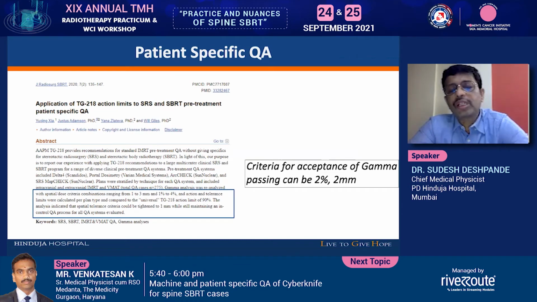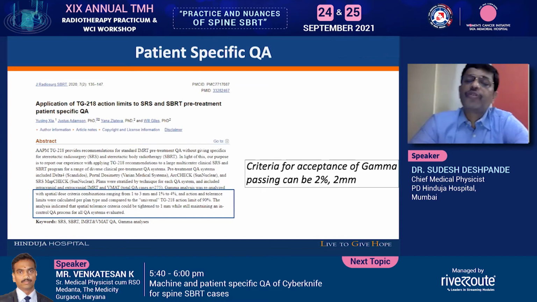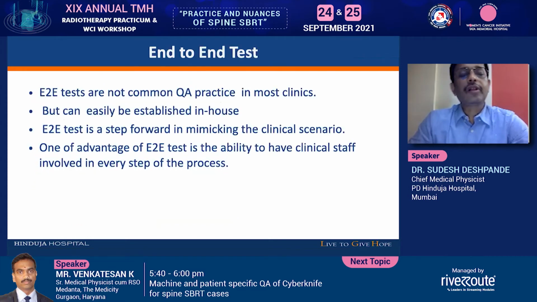But if you go to the literature, and most of the leading universities, the criteria for acceptance of the gamma passing can be 2% and 2 mm. This is a general recommendation. There is no standard guideline from any organization. But if you scan the literature, this is the criteria used for accepting the gamma passing ratio for the SRS and SBRT cases. Now comes the end-to-end test.